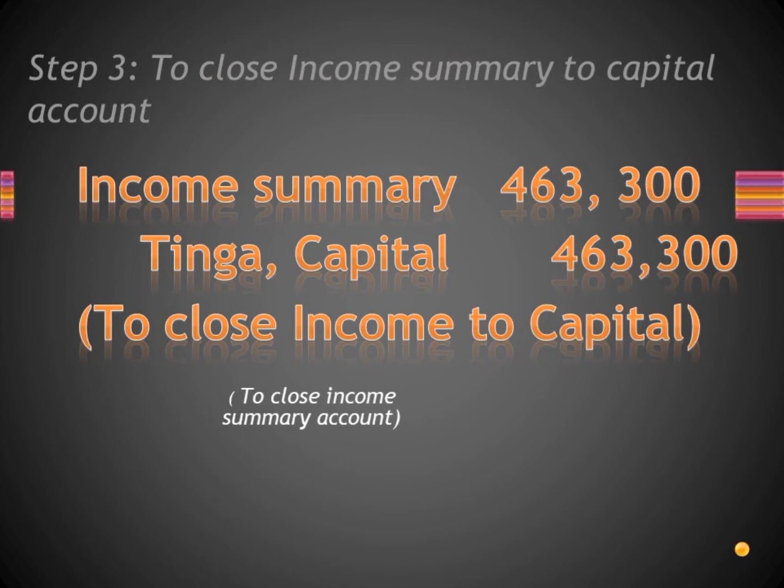To close income summary to capital account, earlier we have income summary which is on the credit side. That means the business earned income for the year. So we'll now close it, we'll just have to reverse. We will write it on the debit side and write capital on the credit side. This is how to close income summary to capital account.